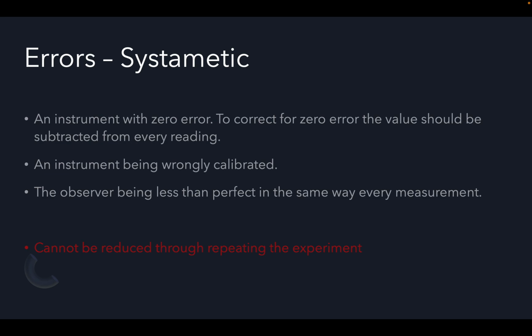And instruments might be wrongly calibrated, or the observer might be less than perfect in the same way every measurement. Here, the words same way are quite important, because if the observer becomes less perfect in different ways in every measurement, it would be more like random errors rather than systematic errors. And this cannot be reduced through repeating the experiment.